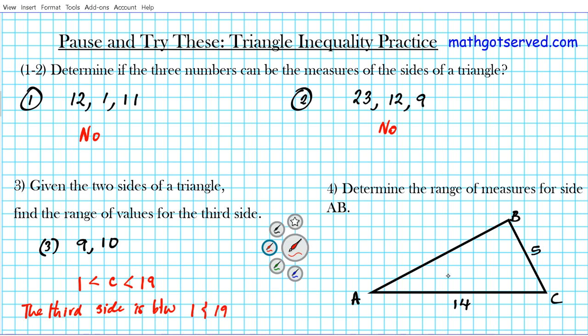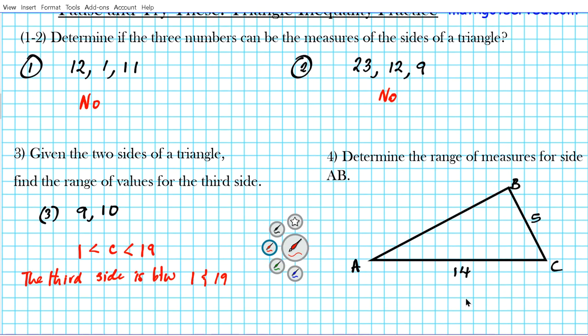How about number 4? What is the range of measures for AB? Well, that is going to be between, so if we call this little c, it is going to be between the difference, which is 9, and the sum, which is 19. No, sorry, the difference is not 9. The difference, yeah, hold on. Difference is 9, between 9 and 19.